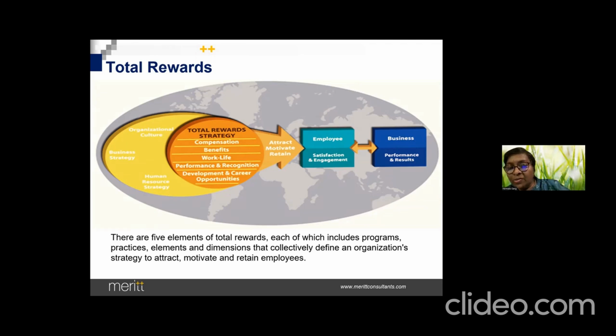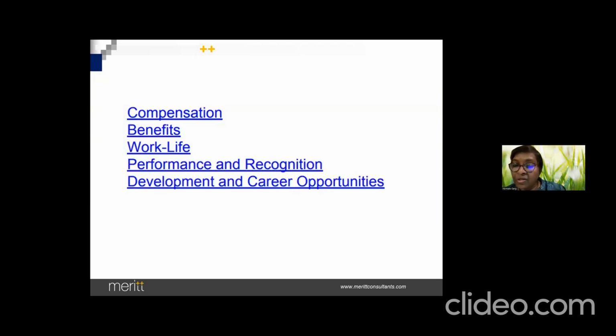So when you align your human resource strategy with the business strategy, and if you can see there's a globe, what does it say? That there are external factors, the competitive market, the regulations, the external influences. Within that, in the context of these things, how do you do the architecture of these 5 elements in such a way that you are able to attract, motivate, and retain the right kind of people, so that they are highly satisfied and engaged. And if they are highly satisfied and engaged, you will get business results.